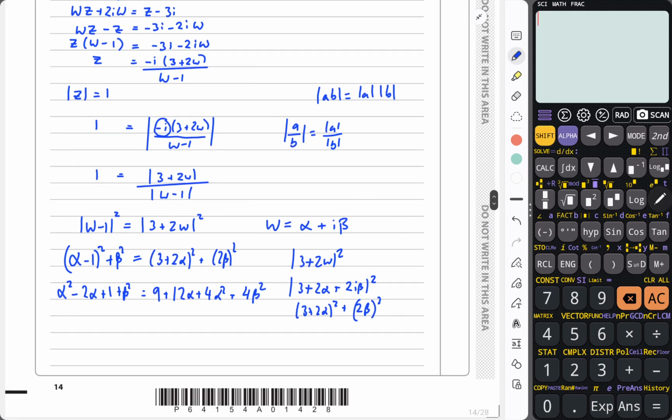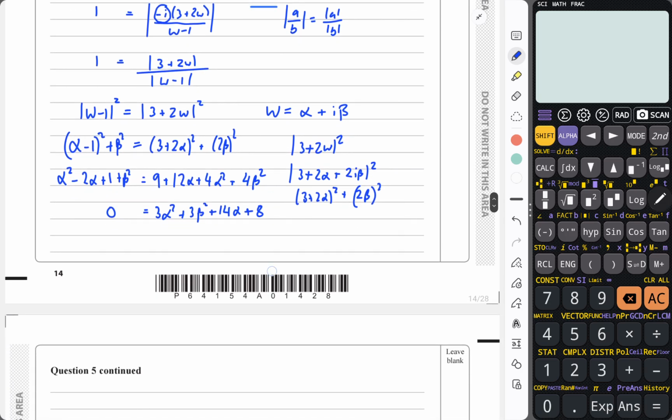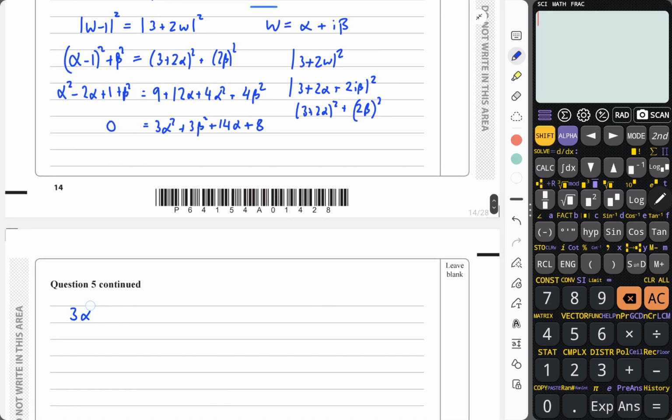And I want to rearrange this for 0, and then I can shift my numbers to get it looking like the equation of a circle. I've got more alpha squared and beta squared on this side, so I'll make 0 on the left hand side. So take away an alpha squared and a beta squared, I'm going to get 3 alpha squared and 3 beta squared. Add the 2 alpha, so I'm going to get 14 alpha, and then take away the 1, so I get plus 8. So I've got 3 alpha squared plus 14 alpha plus 3 beta squared plus 8 equals 0.